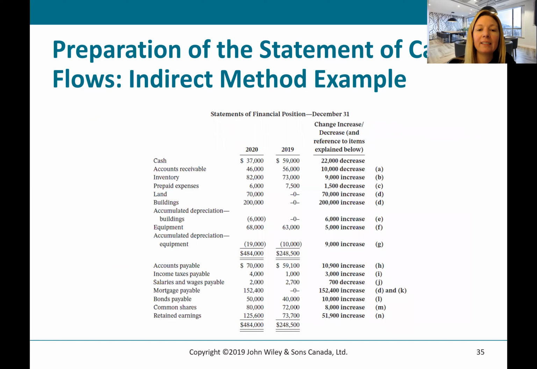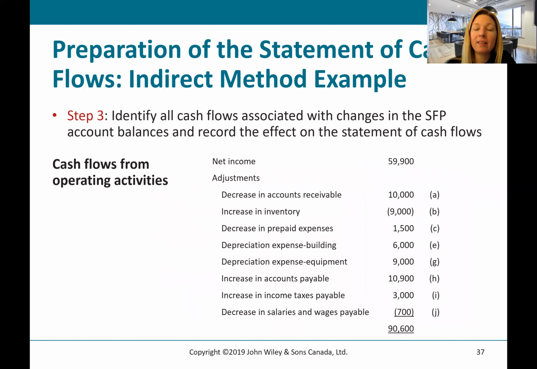Our next current asset is going to be inventory. So you can see our inventory increased by $9,000. An increase in inventory means we must have used cash to buy that inventory. So that's going to be a negative cash or a cash outflow in our operating activities. So we're going to subtract 9,000, and you can see that there in B.